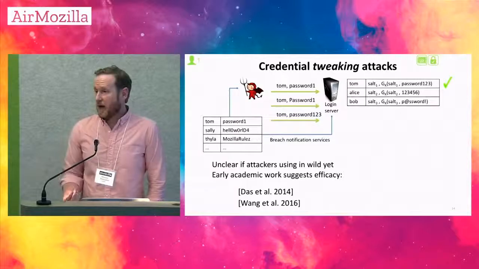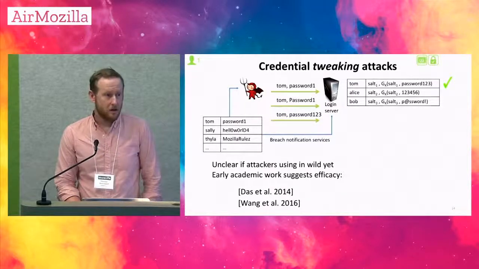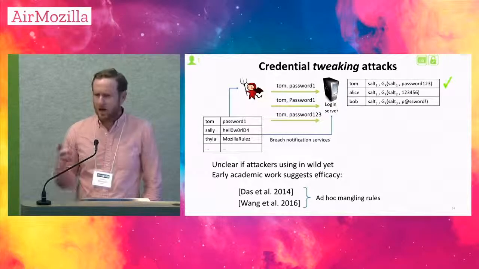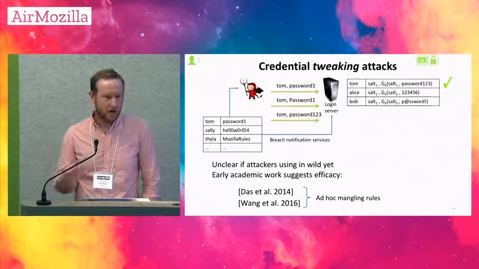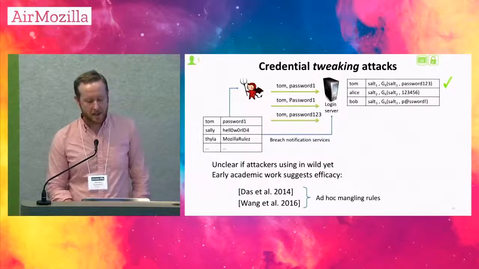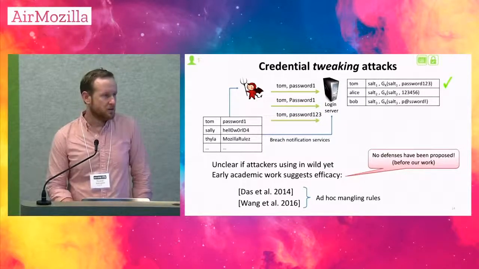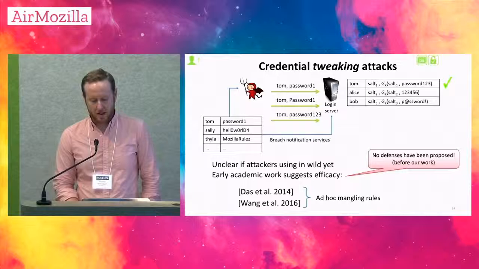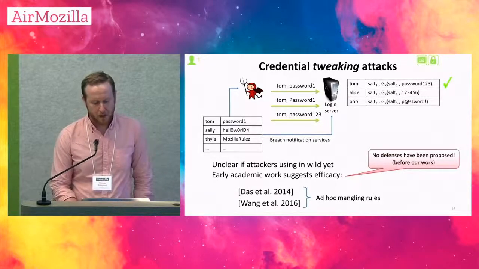But there have been some academic works indicating that, at least in simulation, this is definitely going to be effective. And you can see immediately, once you get some data about how people pick passwords, there are going to be similarities. You can generate some mangling rules for generating guesses given someone's breached password. And I should also say there don't seem to be any defenses that have really been discussed much in the literature beyond checking based on trying to do an attack.